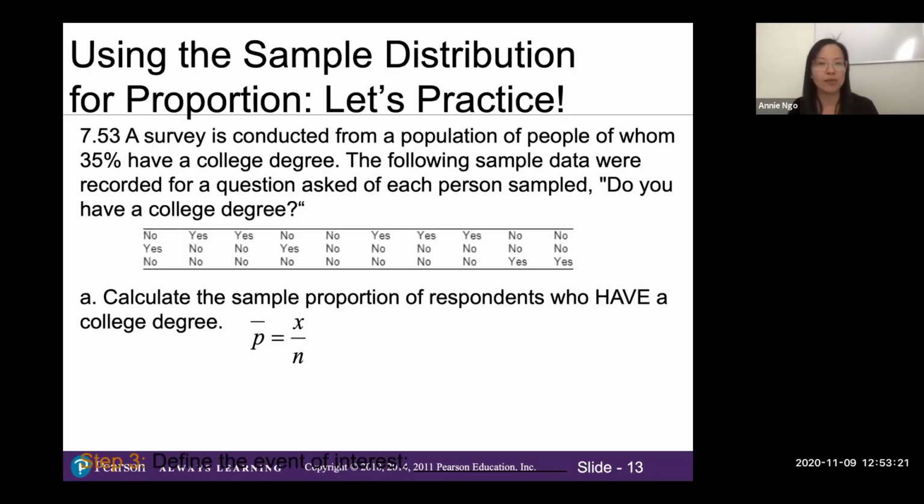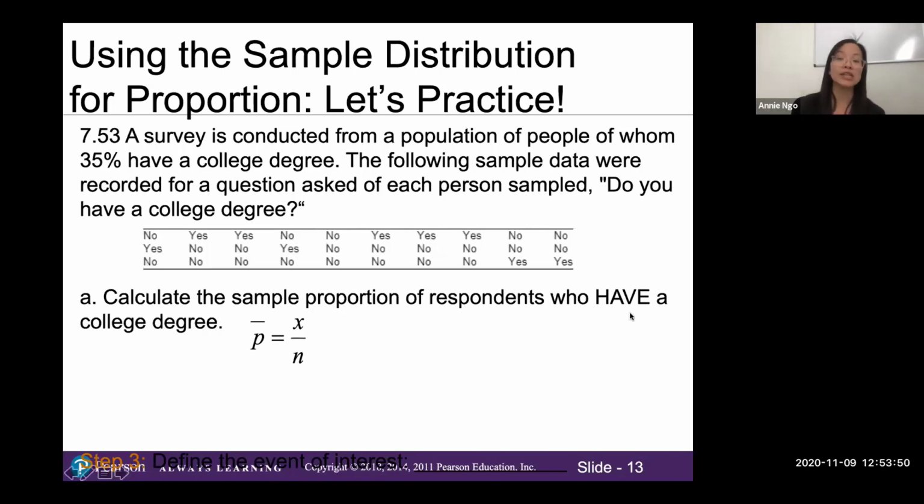Again, so this is a homework problem, number 53. Let's say a survey is conducted from a population of people of whom 35% have a college degree. The following sample data was collected for a question that asked each person, do you have a college degree? So here's our data set right here that you're given. In part A, please calculate the sample proportion of respondents who have a college degree.